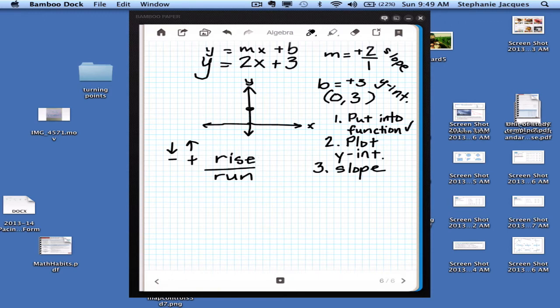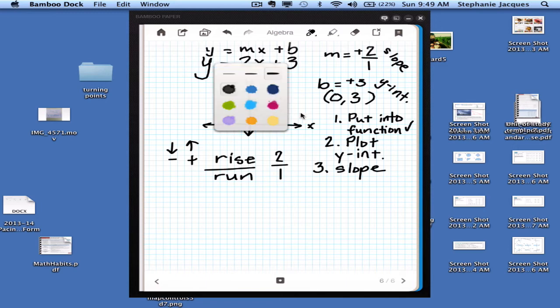So I'm going to start with my point 3 on the y-axis, and I'm going to rise because my slope is 2 over 1. I'm going to rise 2, 1, 2, and now I'm up here. Then I'm going to go run to the right 1. So I have my dot right there, my coordinate point.